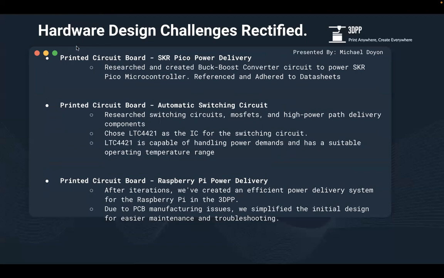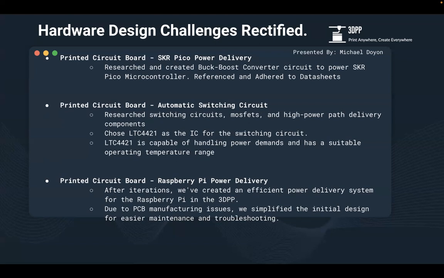Some of the rectifications we got from the hardware challenges: for the SKR Pico power delivery circuit, we researched and created a buck boost converter to power the SKR Pico. It was referenced and adhered from the data sheets that we found online. For the automatic switching circuit, we researched switching circuits, MOSFETs, and high power path delivery components. We chose the LTC4421 as the IC for the switching circuit, since this is the best one we could possibly find on the internet for this kind of application.